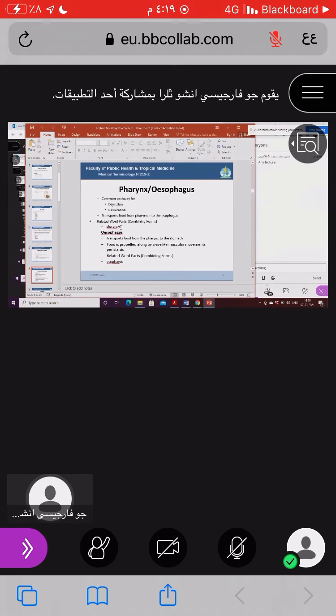And then more words are given here. Pharynx for pharynx. And esophag is the word for esophagus. And the functions of both organs are also mentioned here.